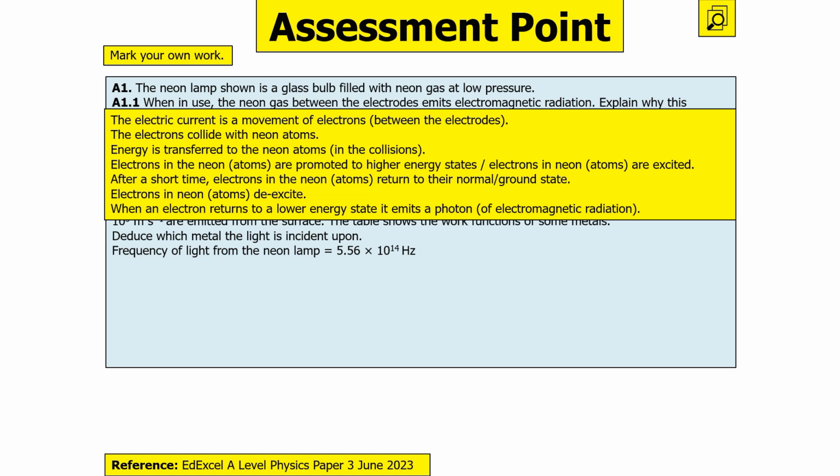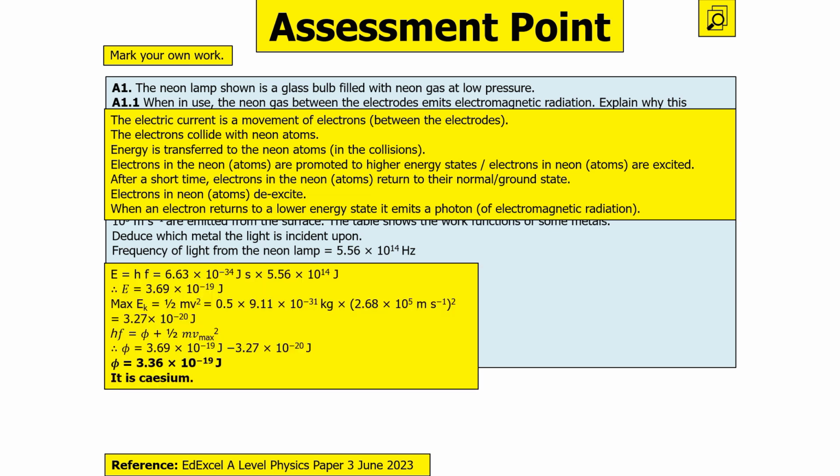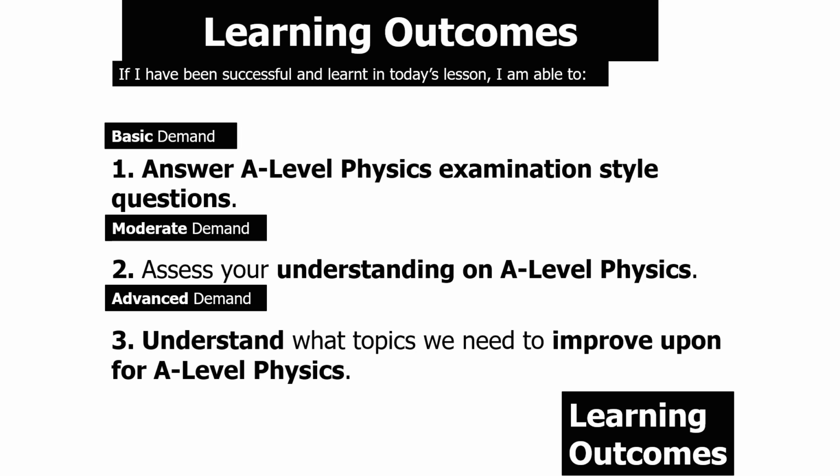Now in this next question, we've got the frequency, so we can work out the photon energy, so E equals hf, and we get E to be 3.69 times 10 to the minus 19 joules. We know that the kinetic energy is a half mv squared. It's going to be a half times the mass of the electron times the velocity given in the question, so therefore it's 3.27 times 10 to the minus 20 joules. We know that the work function is the photon energy minus this kinetic energy, so we get the work function to be 3.36 times 10 to the minus 19 joules, and looking on the table, that is cesium.